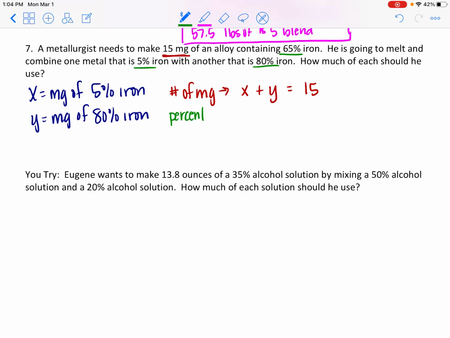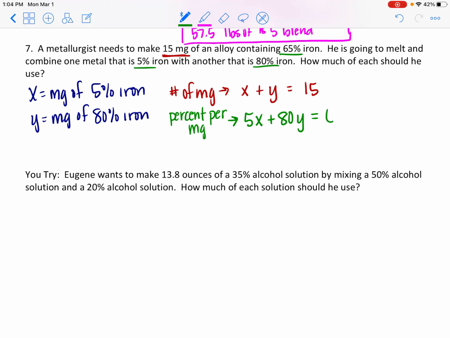The percent per milligram. So the X is 5%. So it's 5% per milligram here. And if you want to make that a decimal, you can. You can make them decimals all the way across, or you can use just the numbers all the way across. Either way, as long as you're consistent. So 5% per milligram there, plus it's 80% per milligram of Y.